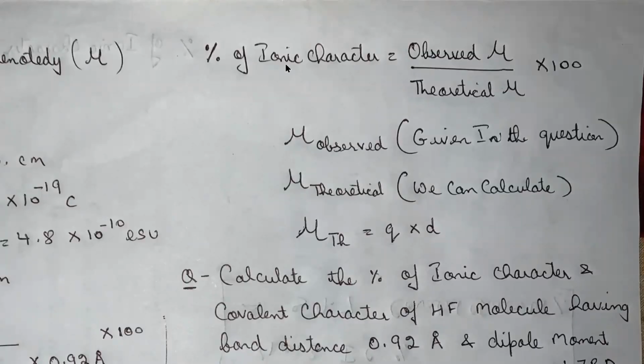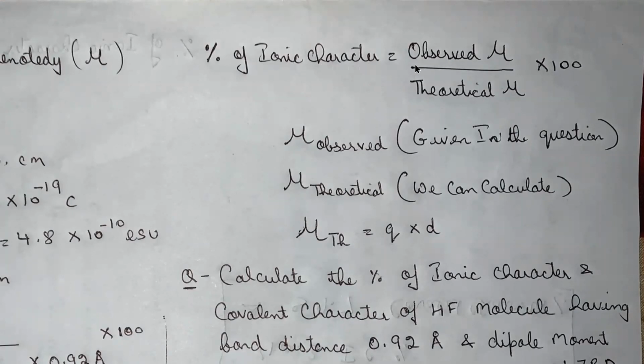In today's class, we are going to calculate the percentage of ionic character in a covalent bond. As we know, a covalent bond is formed by sharing of electrons between atoms, but if these atoms have different electronegativities, then they must have ionic character. That's why we are going to calculate the percentage of ionic character in that covalent bond.